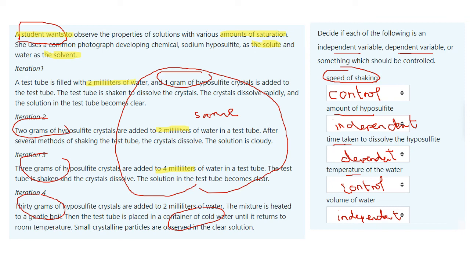Another example where two things are changed is when you're growing seeds. If you change the amount of water and you change the amount of sunlight, well, this is an example where you have two independent variables.